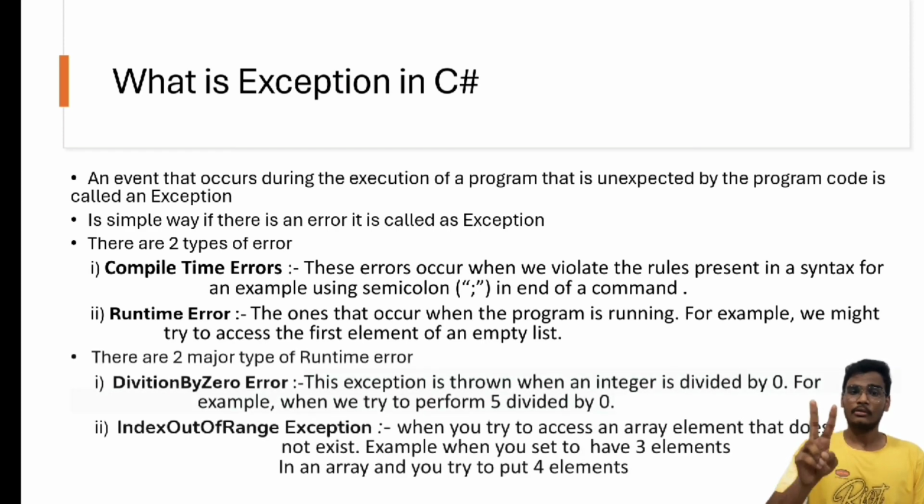There are two major runtime errors. First, division by zero error. Second, index out of range. The division by zero error happens when you try to divide anything by zero. The index out of range error occurs when you try to access an element of an array that doesn't exist.